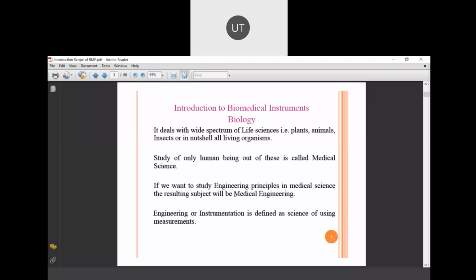Engineering and instrumentation is defined as the science of using measurement. All of you are final year instrumentation budding engineers now, going out to be engineers. So we know instrumentation is about measurement, and that measurement specifically in medical science. Engineering principles applied in medical science we can call medical engineering.